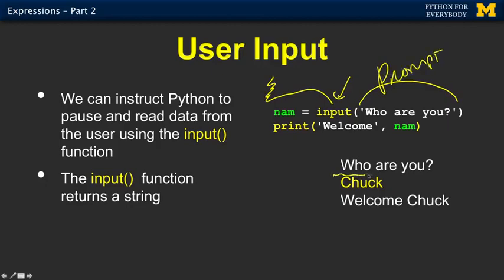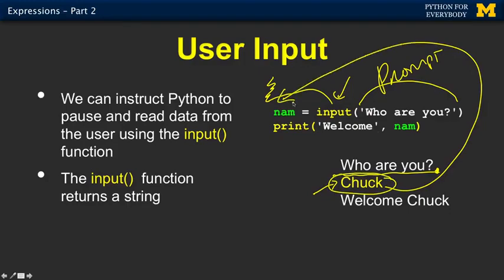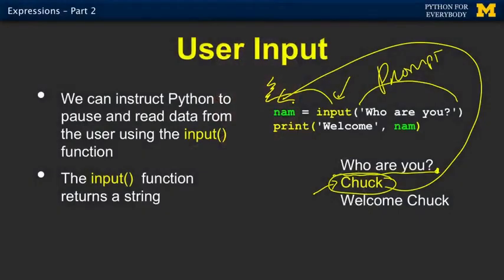It prints out, who are you, and then it waits. And then we type into the keyboard, Chuck, and then we hit the enter key, and then it takes this string right here, and then it puts it in this variable right here. It is a string. Even if I typed in 1, 2, 3, 4, it would be the string 1, 2, 3, 4, not 1,234. Okay? And so that is the way.